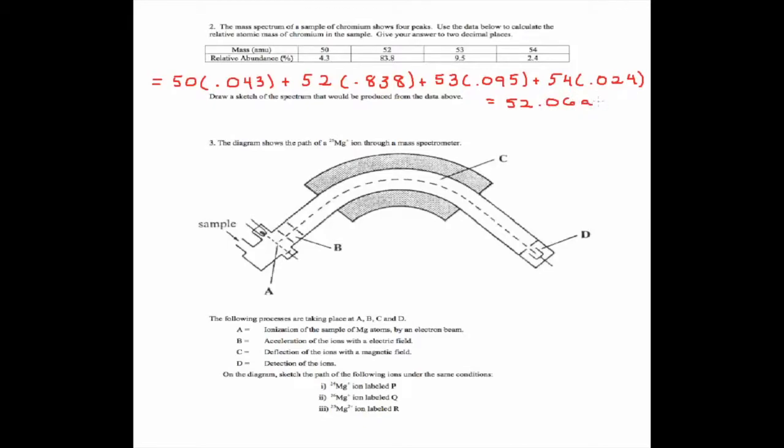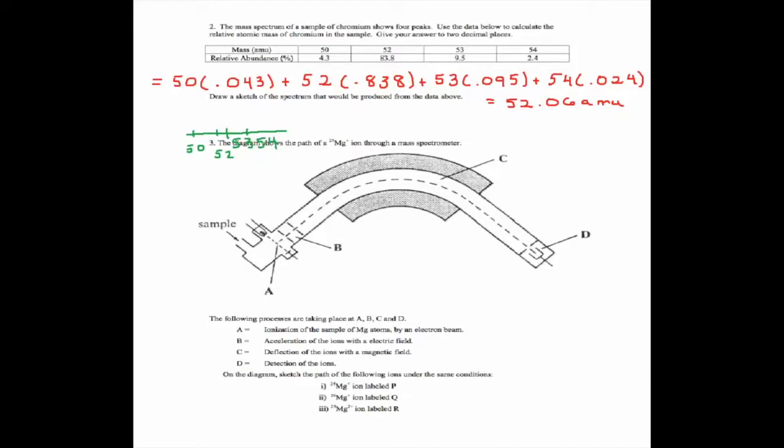52.06 AMU. Now this answer makes sense because the greatest abundance that I have for an isotope is the chromium 52. And so my answer should be as close to 52 as possible. And it is. It's 52.06. So that makes sense. Now, for new information, it asks me to sketch the spectrum that would be produced by this data. And so what I'm going to do, I'm going to put atomic masses. So I've got 50 here. Okay. I've got, let's say, for example, 52 right here. I've got 53. And then I've got 54.